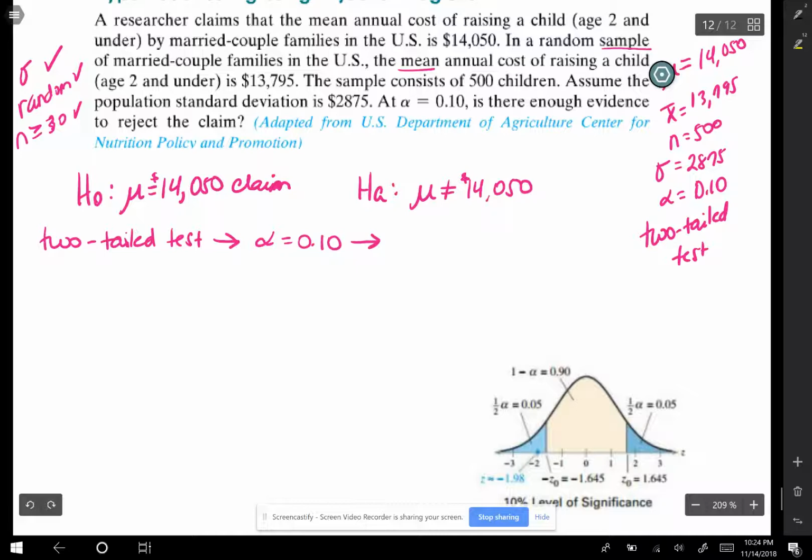You can go to the big table and find the z-score that corresponds to 0.10, but again, it's much easier to use that small table that has the numbers already in it. When you look at that table at the level of significance of 0.10, we have two critical values because it's two-tailed. You have the negative z sub 0, which is negative 1.645, and then the positive z sub 0, which is positive 1.645.